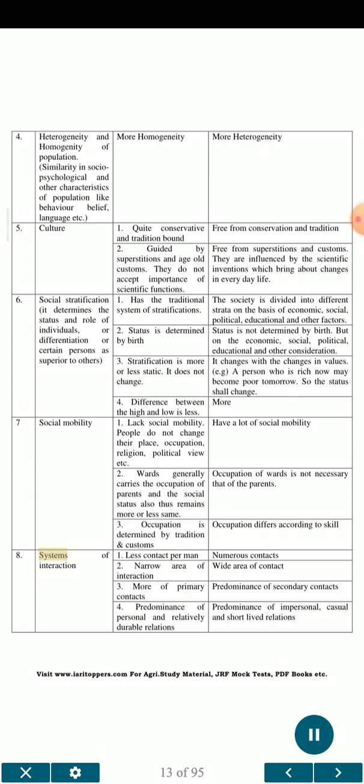8. Systems of interaction. 1. Rural: less contact per man. Urban: numerous contacts. 2. Rural: narrow area of interaction. Urban: wide area of contact. 3. Rural: more of primary contacts. Urban: predominance of secondary contacts. 4. Rural: predominance of personal and relatively durable relations. Urban: predominance of impersonal, casual and short-lived relations.